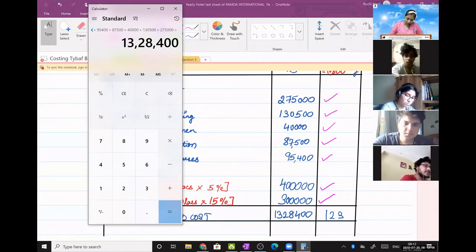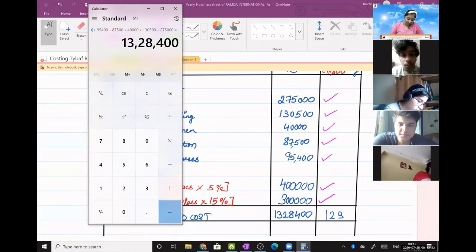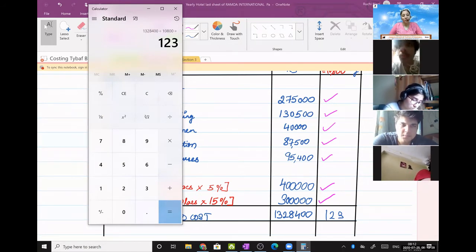Then calculate the CPU column also, the last column. How do you calculate that? Amount divided by number of single room days. So what is my amount? Fixed cost, 13,28,400, divided by 10,800 room days. So my answer is 123 rupees. Okay, this one.